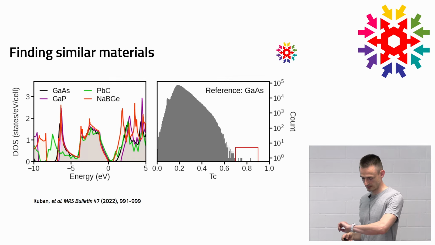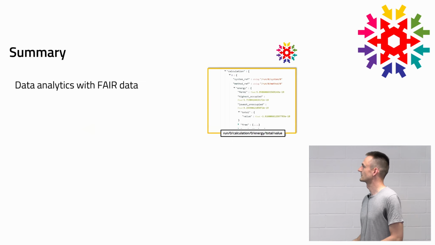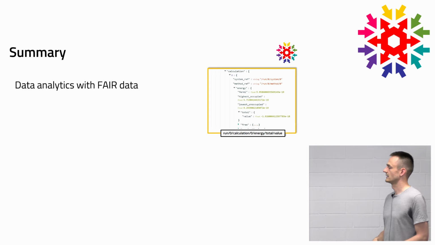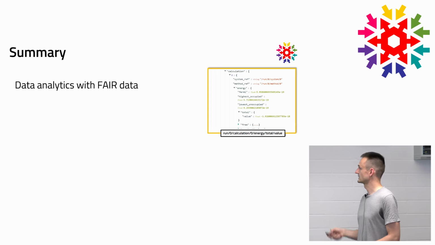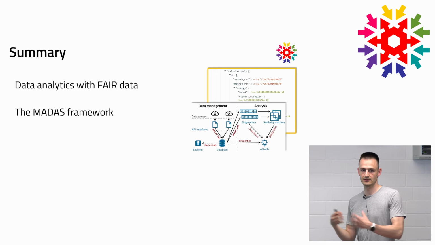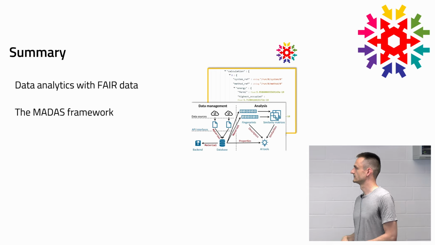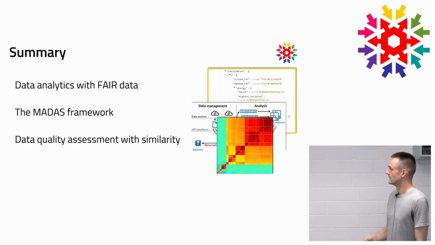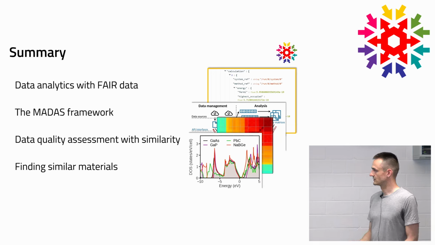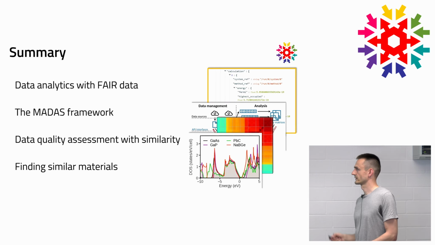With this, I'm going to wrap up because I think everyone is interested in lunch. What I've shown you is data analytics with FAIR data, and the example I've shown you uses the schemata used in NOMAD. I've shown you the MADAS framework and how you can go through the fields of the databases and extract all the values that you need. I've shown that you can use similarity values for data quality assessment, and that you can use them to find similar materials.